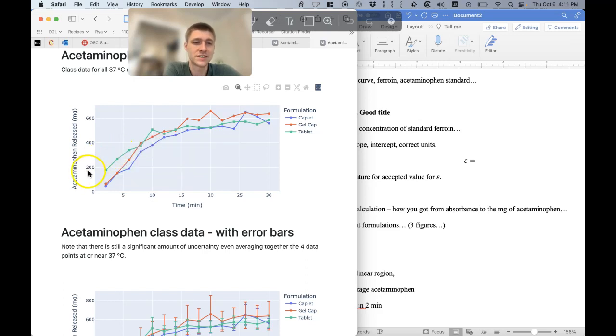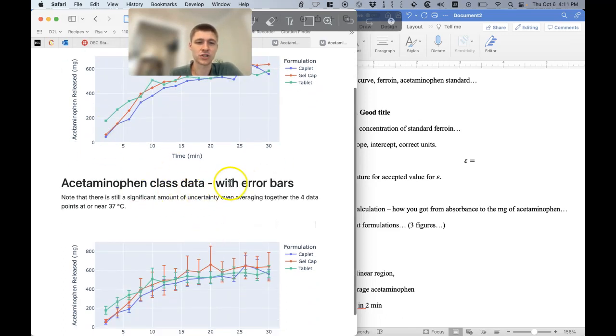The slope of this tablet line, if we draw a line on there, is going to be lower, but that's just because so much of it released in the first 2 minutes. So if you're thinking about which one released fastest, the tablet released a ton really quickly compared to the other two, the caplet and the gel cap, which release a little bit slower. You can compare that to the hypothesis you wrote down in your pre-lab.